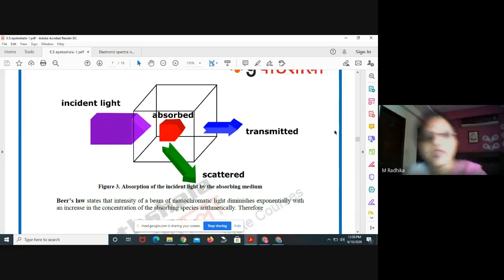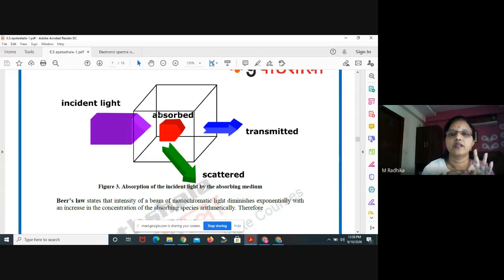So whenever light is passing through the solution, four things happen. Some light will be absorbed, some light will come out, transmitted, some light will be scattered, and some light will be reflected back. Okay. So for these two laws, we will take two things away, the scattering and reflection. We will remove them, treating them as negligible. Okay. Then we will consider only absorption and transmission. So whenever light is going, some part is absorbed, some part is transmitted.